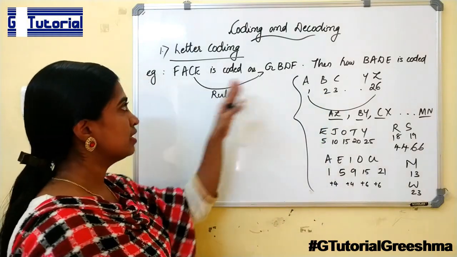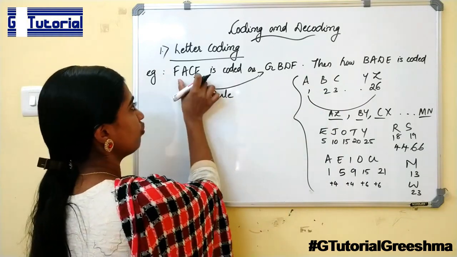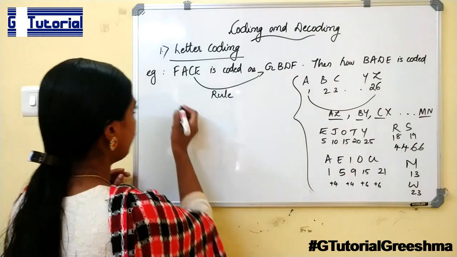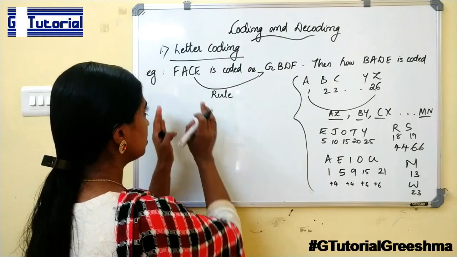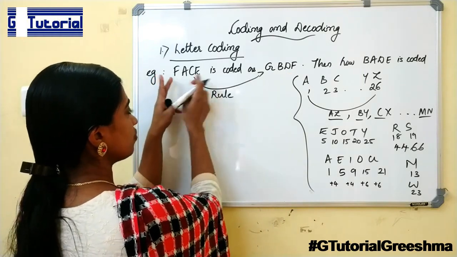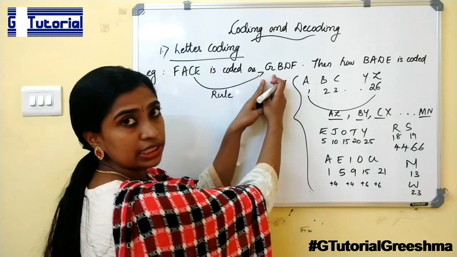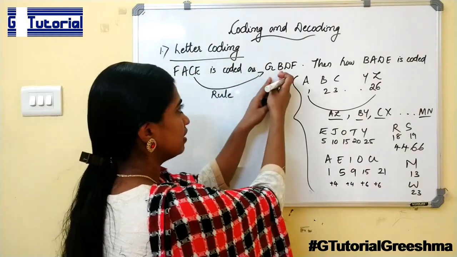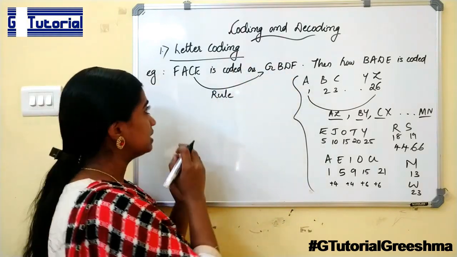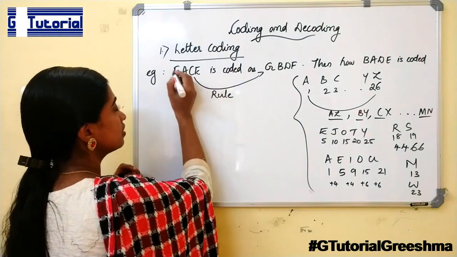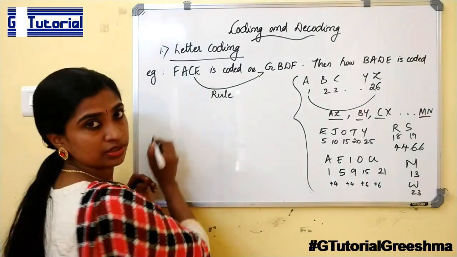So now let us see how to solve this, or how to find the rule that is used here to code face as GBDF. So for face, first you have to take each of the letters of the word face and check how F is transformed to G, how A is transformed to B. This is the first way of facing the problem, that is how to find the rule. In some other cases, the rule may be like you have to check only within the word.